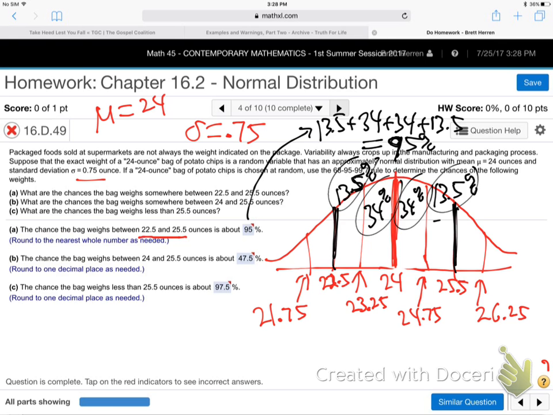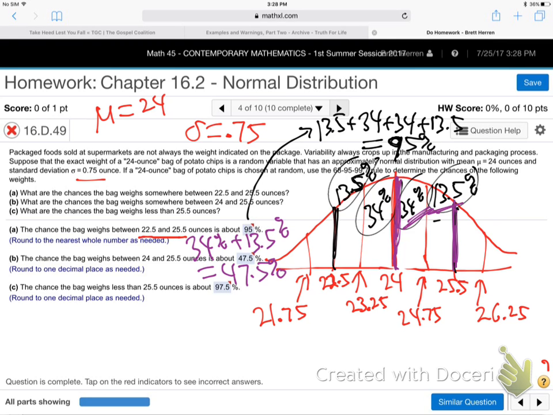Part B, the chance that a bag weighs between 24 and 25.5. Well, that's not really a big deal. These are all pretty easy. 24, 25.5, that's 34% and 13.5. And that equals, what's that, 47.5. That's part B. Right, we good with that?